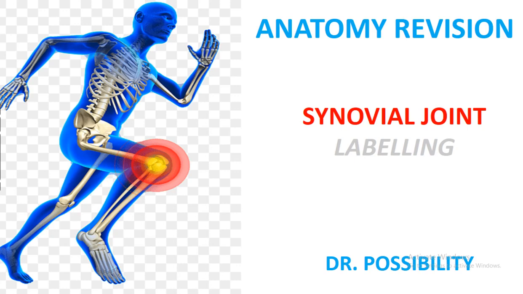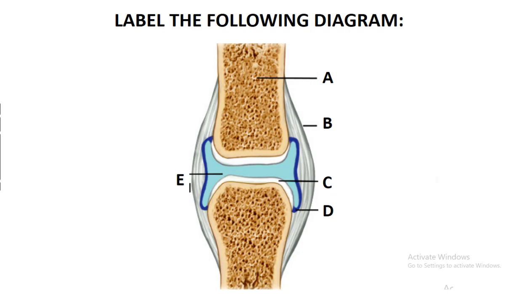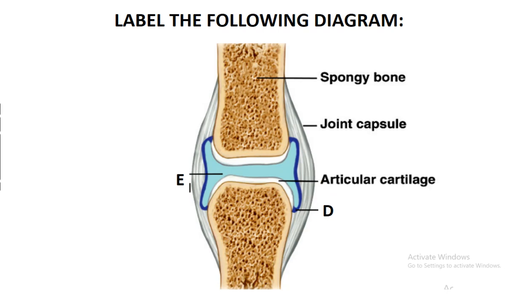But let's quickly move on and discuss something. So the first question is, label the following diagram. In this diagram, we can simply start with A, and if you look at A, this is just a bone, and the type of bone is just a sponge bone. If we look at B, B is just the joint capsule, and this joint capsule is just trying to protect and enclose the synovial fluid. Then we have the articular cartilage.